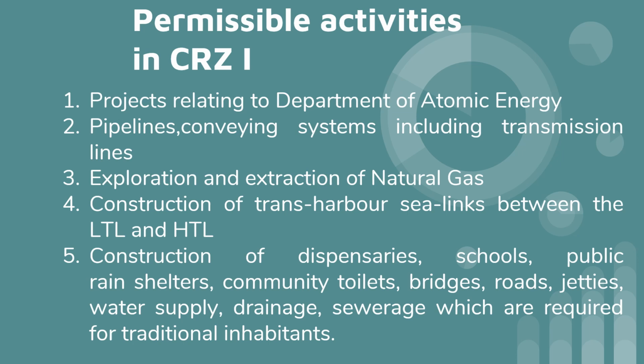The first one is projects related to the Department of Atomic Energy, or pipelines, conveying systems including transmission lines, exploration and extraction of natural gas, construction of trans-harbour sea links between LTL and HTL, that is the low tide line and the high tide line, and the construction of dispensaries, schools, public rain shelters, community toilets, bridges, roads, jetties, water supply, drainage, sewage, which are required for traditional inhabitants, the people who have been residing there for a very long time.